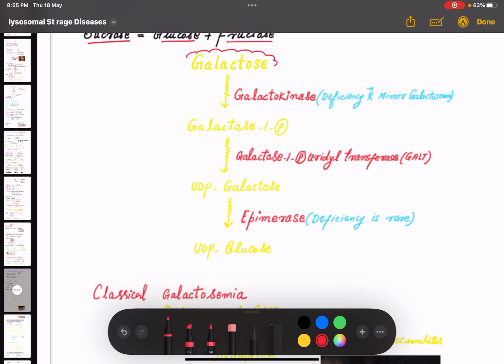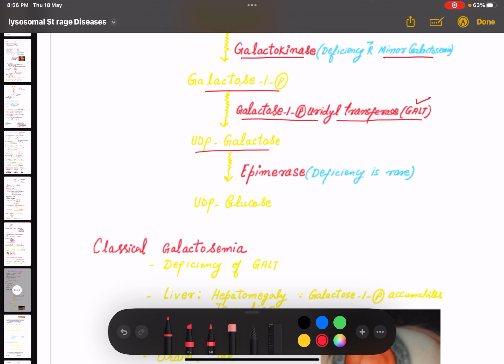For galactose metabolism, we have galactose, and this galactose is going to be converted into galactose 1 phosphate by the help of an enzyme known as galactokinase. If this galactokinase is absent, the disease that occurs is known as minor galactosemia. Now this galactose 1 phosphate is going to be converted into UDP galactose by the help of a very important enzyme, known as galactose 1 phosphate uridyl transferase, or simply GALT. And this UDP galactose is acted on by epimerase and gets converted into UDP glucose, and deficiency of this enzyme is very rare.